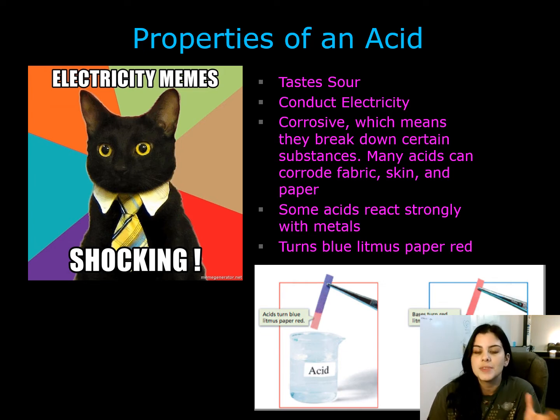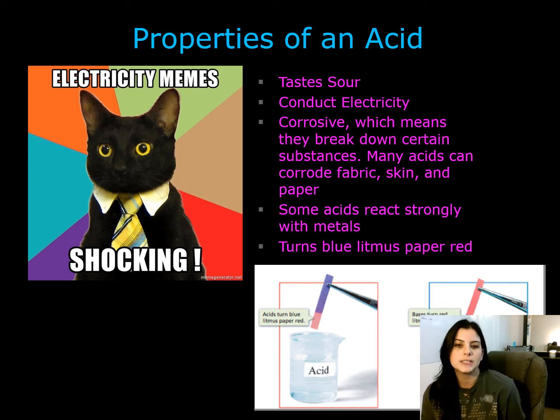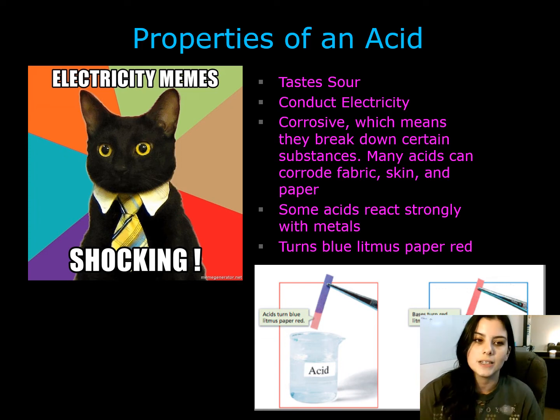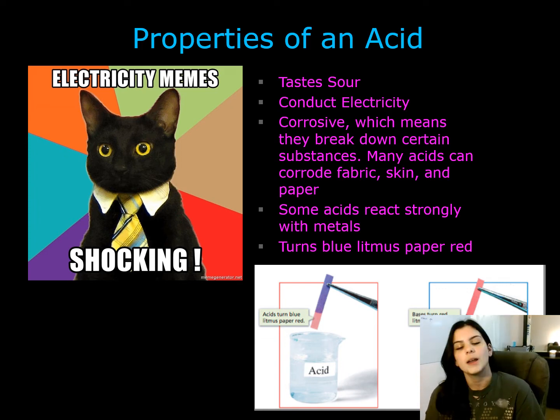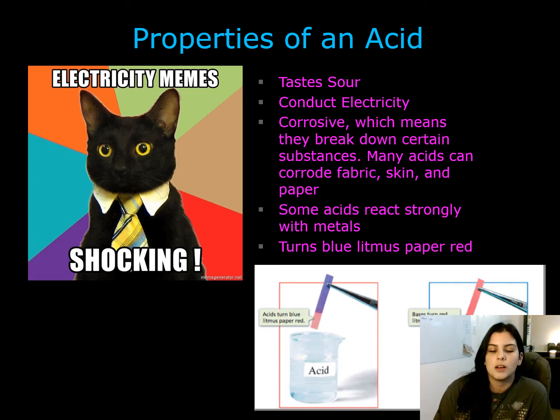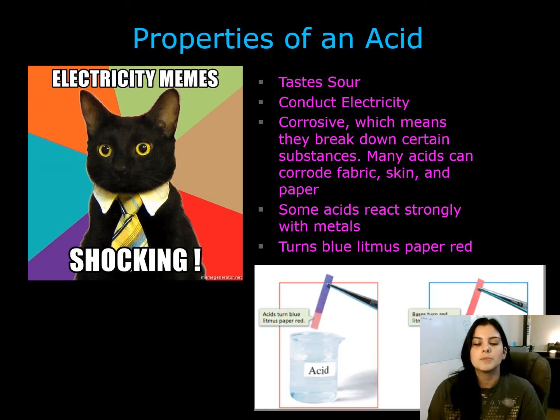All right, now our properties. How do we know if something's an acid? Well, the first thing is you can taste it. If it's sour, it's an acid, but we don't taste things in chemistry unless I tell you to. But I'm sure you can think of some examples of stuff that you've had that taste sour, like lemons, limes, things like that, citric acid.